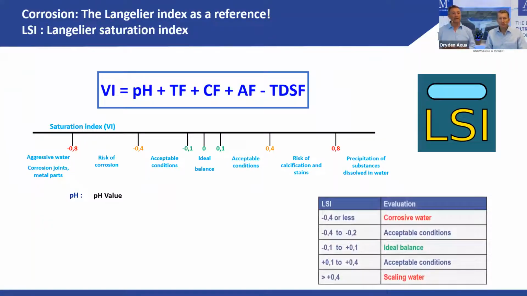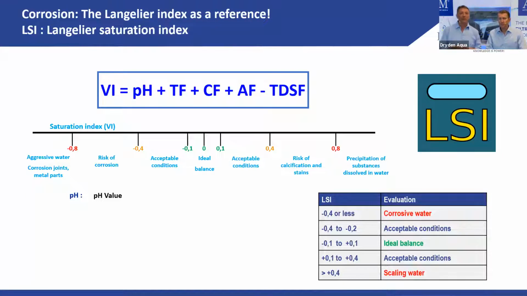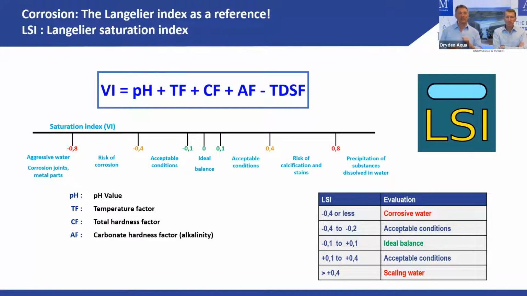And he said this index depends on the pH. The lower the pH, the more I get to the negative. The lower the pH, the more corrosive is the water. The lower the water temperature, the more corrosive is the water. The less total hardness I have, the more corrosive the water gets. The less alkalinity I have, the more corrosive the water gets, and the higher the TDS, so the higher the salinity.